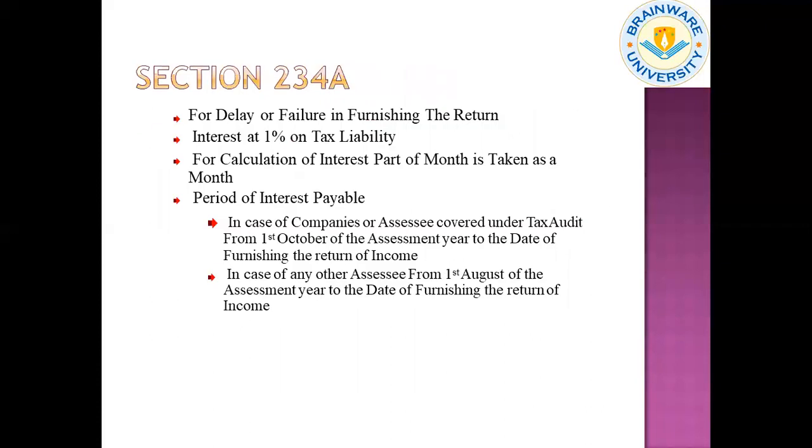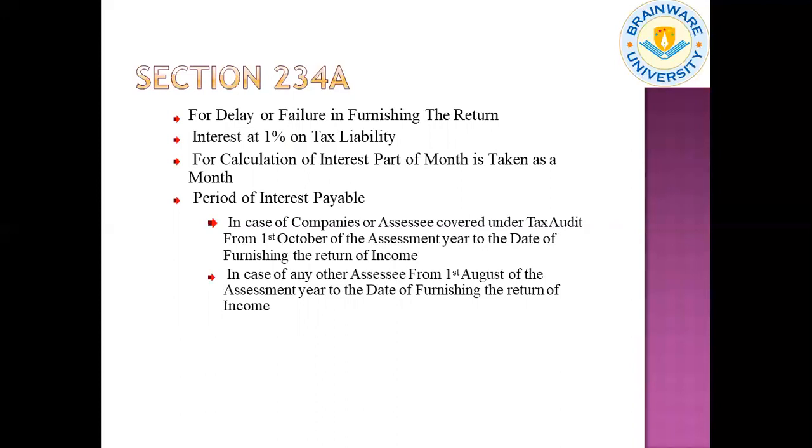Now this is one of the main sections of our syllabus in interest. For delay or failure in furnishing the return, meaning filing the return, interest is 1% on tax liability. Previously we saw the percentage of interest on the defaulted payment, but here the 1% will be on the total tax liability. And for calculation of interest, a part of a month is taken as a month, that will be rounded off to a single month.